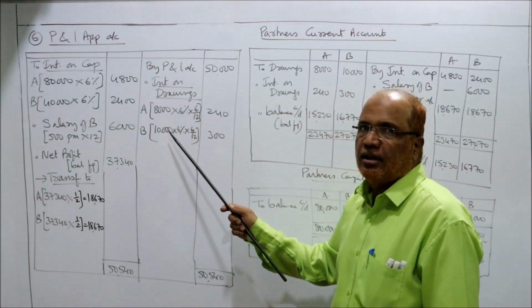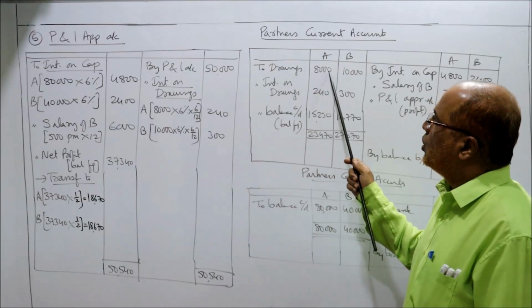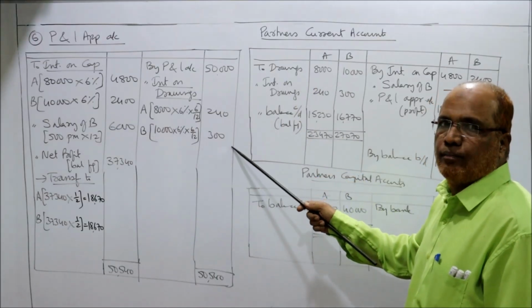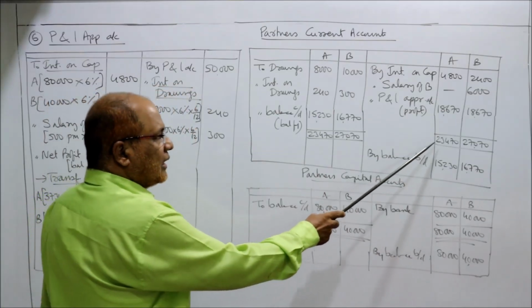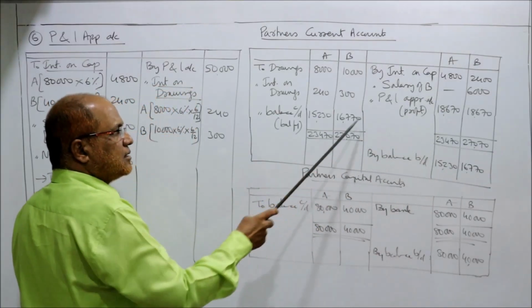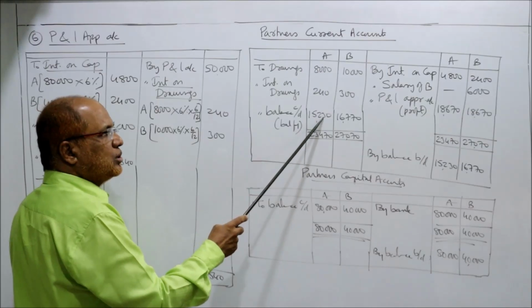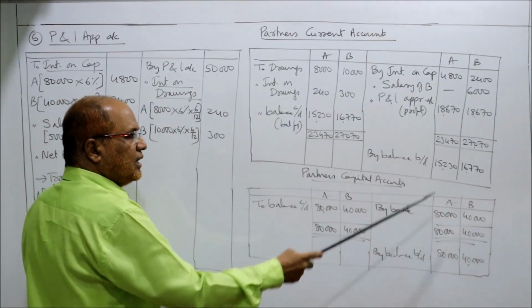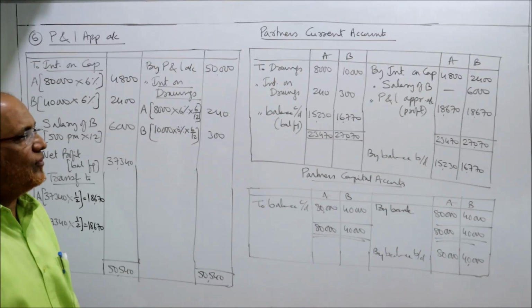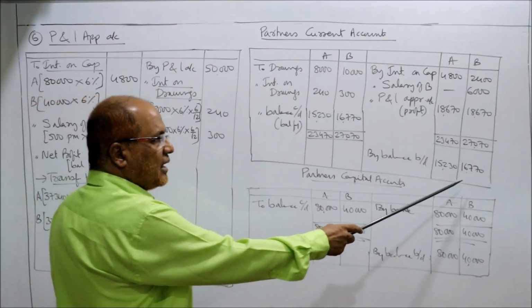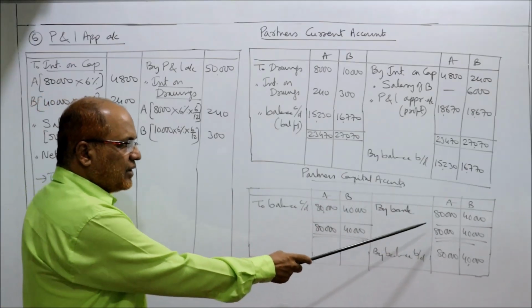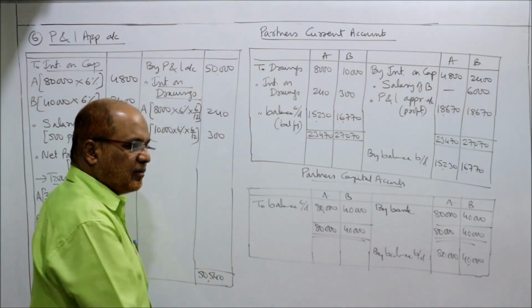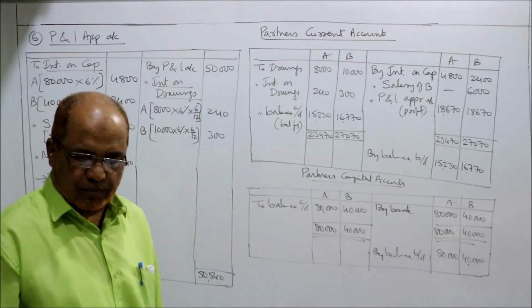And drawings and interest on drawings, which are on the credit side there, will be taken on the debit side: to drawings, to interest on drawings. So ultimately we'll get the balancing figure. So total 23,430 credit side, balancing figure 15,230. So 15,230 is the closing current account balance of A. B's closing balance 16,770. The fixed capital: capital will remain fixed. Beginning of the year, end of the year, the capital will remain fixed. That's all.